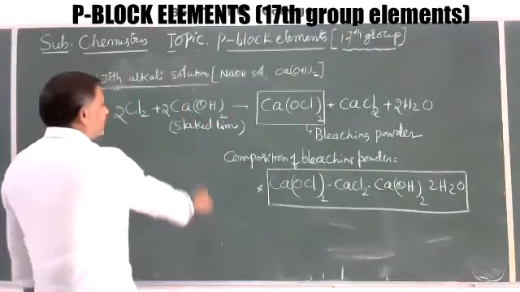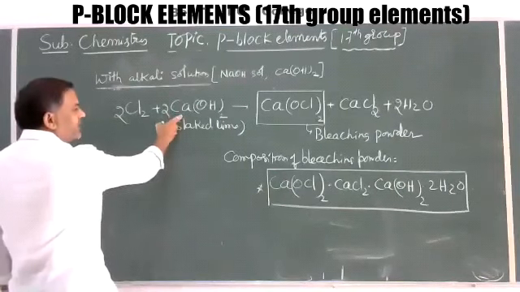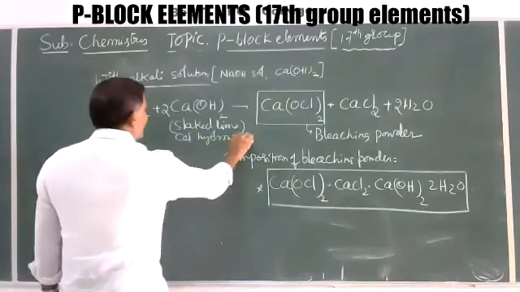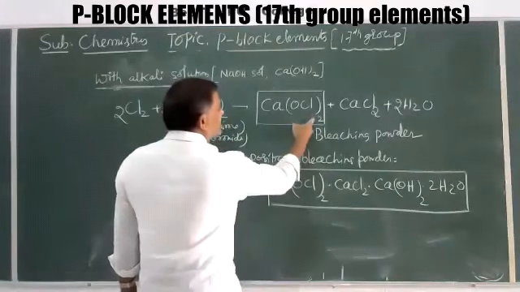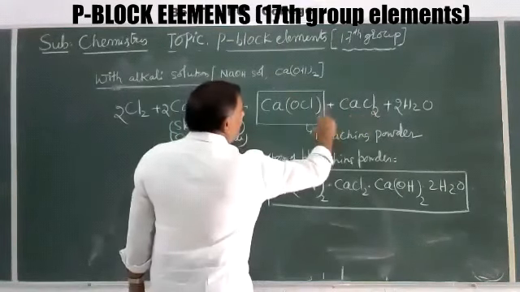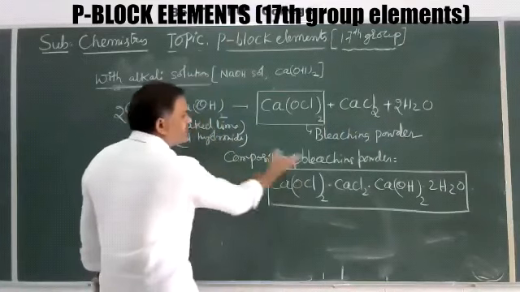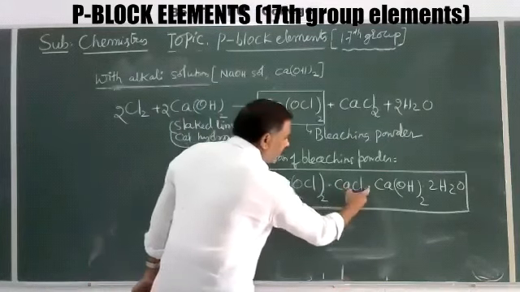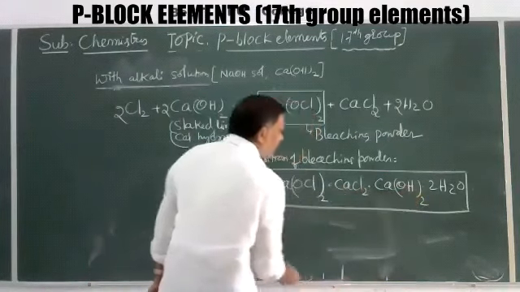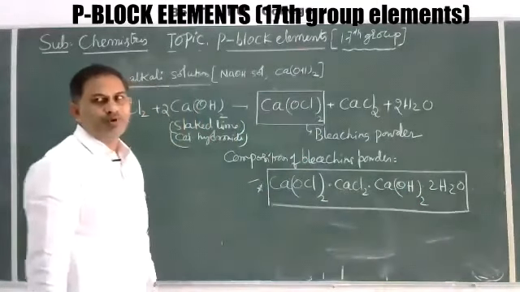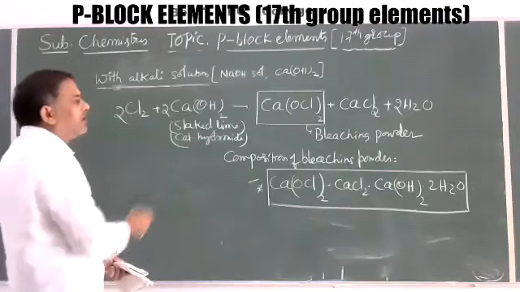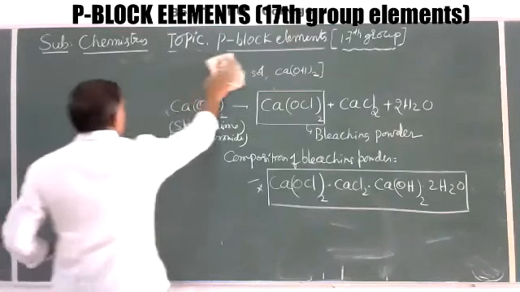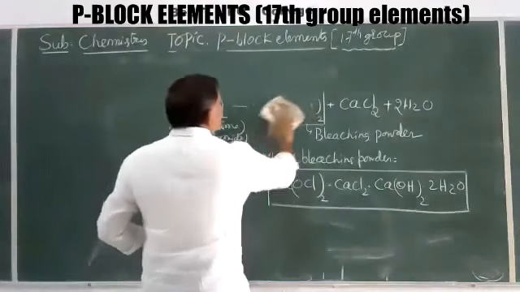Most important: when chlorine is reacted with calcium hydroxide, slaked lime, it gives the corresponding oxychloride like CaOCl2 plus CaCl2, H2O. Along with this, a trace amount of calcium hydroxide is also present. That's why CaOCl2, CaCl2 and Ca(OH)2, 2H2O is the original composition of bleaching powder. Then after this reaction with the alkali solution, one of the most important reactions is the reaction with ammonia.